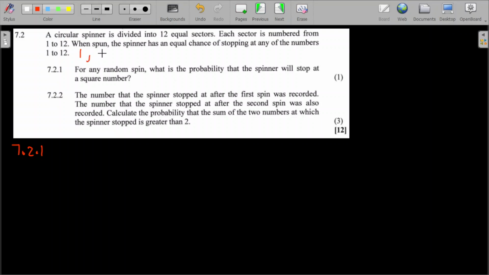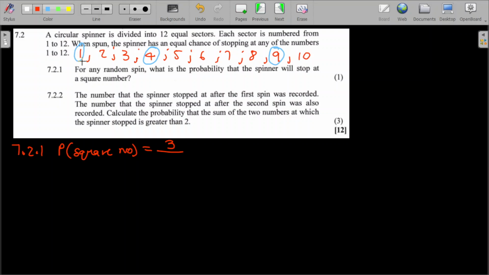Now first let's write my numbers down: 1, 2, 3, 4, 5, 6, 7, 8, 9, and 10. Now, which are the numbers that are square numbers? So from here, I know that 1 is a square number, and also 4, and also 9. If you count how many numbers I have there, I have 3 of them. So to calculate the probability of a square number, how many numbers are there? There are 3 of them. How many in total? There are 12. So it's going to be 3 over 12, which is going to give me 1 over 4. That's 7.2.1.